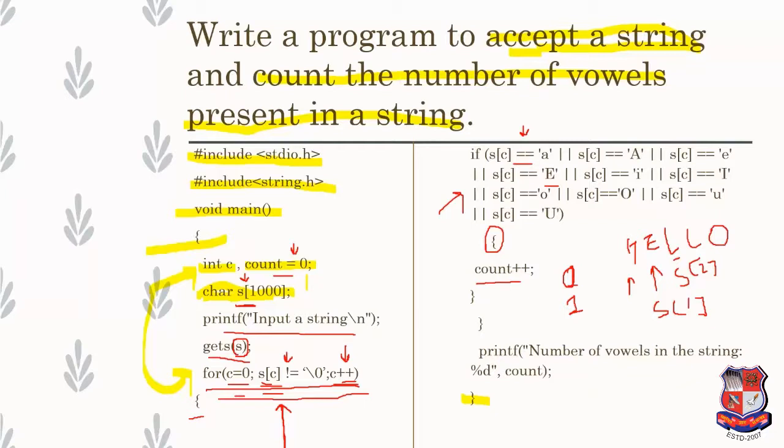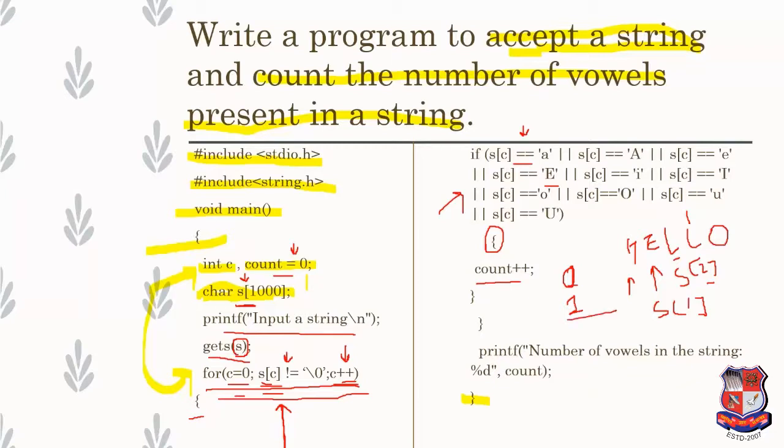Now there is one more c++. My index will move from 2 to 3. So it will check s of 3. Again, it's L. It's not the null character, and it's not a vowel, so my counter will not get incremented because the condition is false. So the counter is as it is, 1.